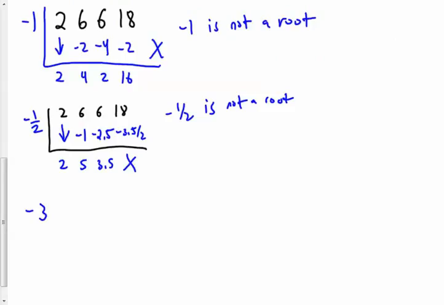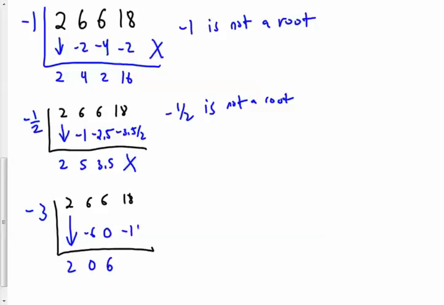So the next whole number to try would be negative 3. So with the synthetic division, bring it down. Negative 3 times 2 gives me negative 6. Add it, I should get a 0. Negative 3 times 0 gives me 0. Bring down the 6. And negative 3 times 6 gives me negative 18. So yeah, that one's good. That tells me negative 3 is a root. Again, at this point, I'm left with a quadratic, 2x squared plus 6, which should be equal to 0.